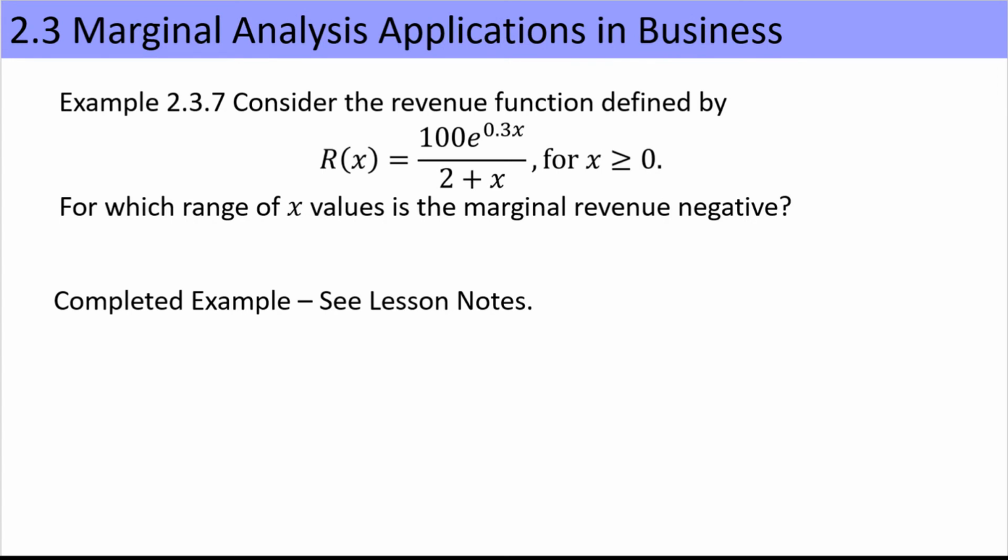Example 2.3.7. Consider the revenue function defined by R of x equals the quantity 100 times e to the power of 0.3x, all divided by the quantity 2 plus x, for x equal to or greater than 0. For which range of x values is the marginal revenue negative? Please see completed example in your lesson notes.